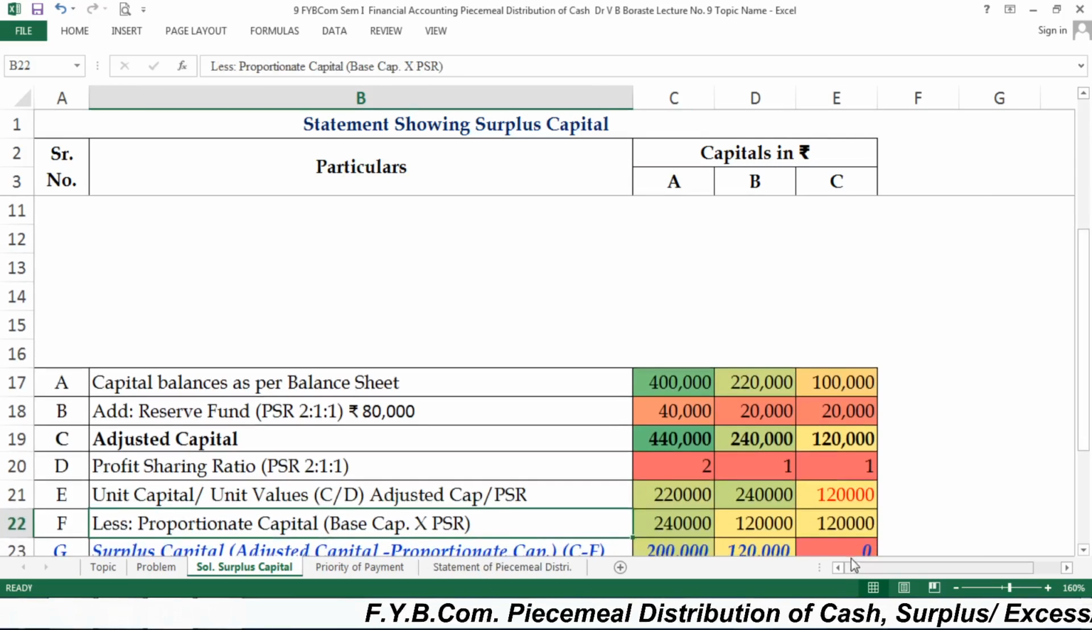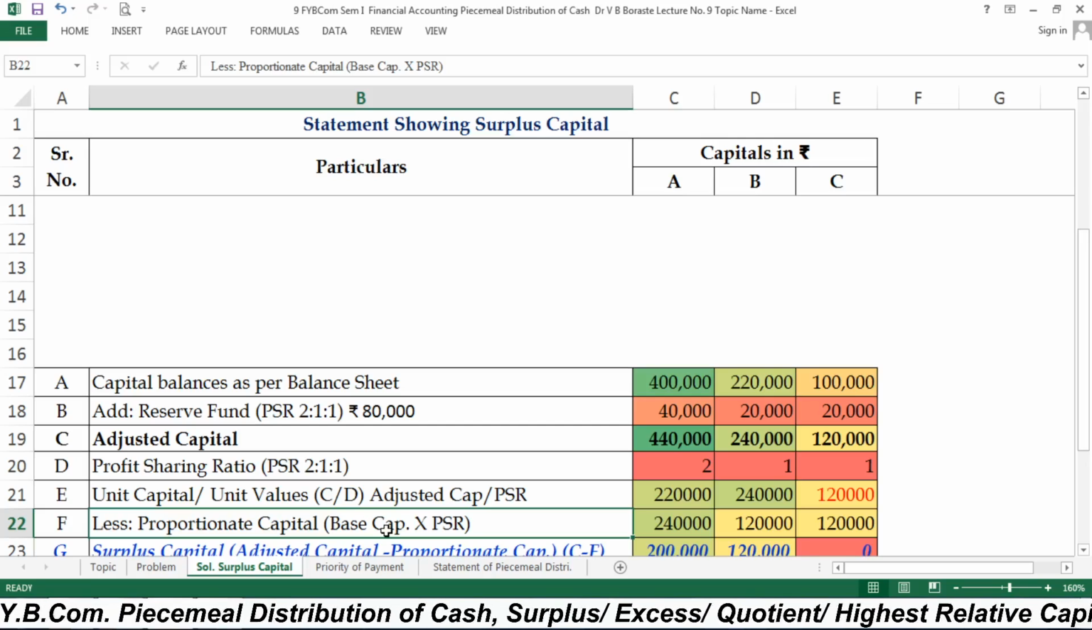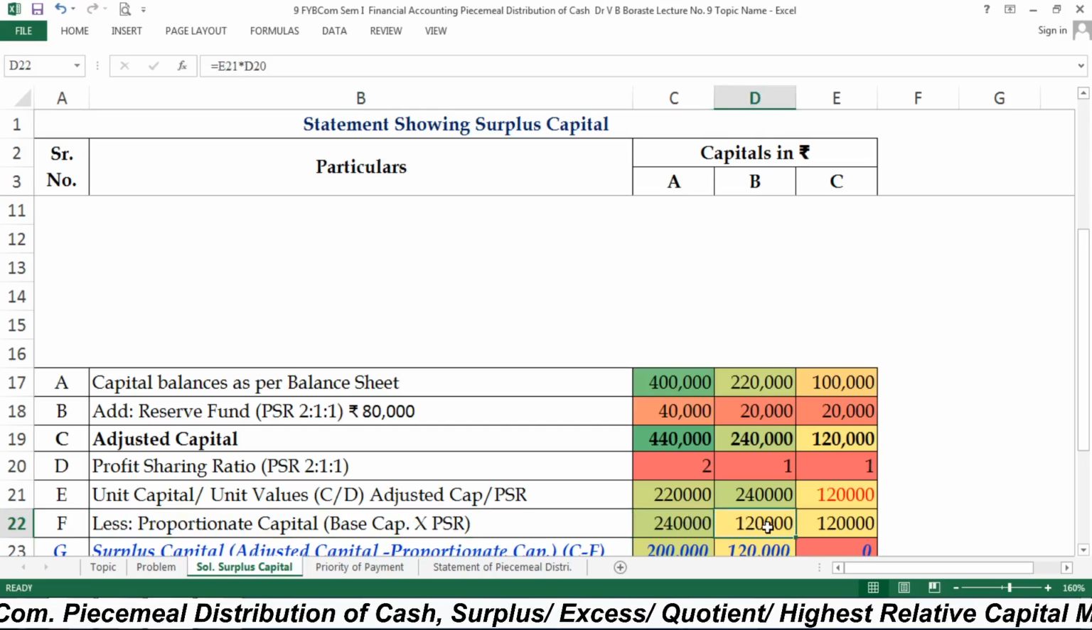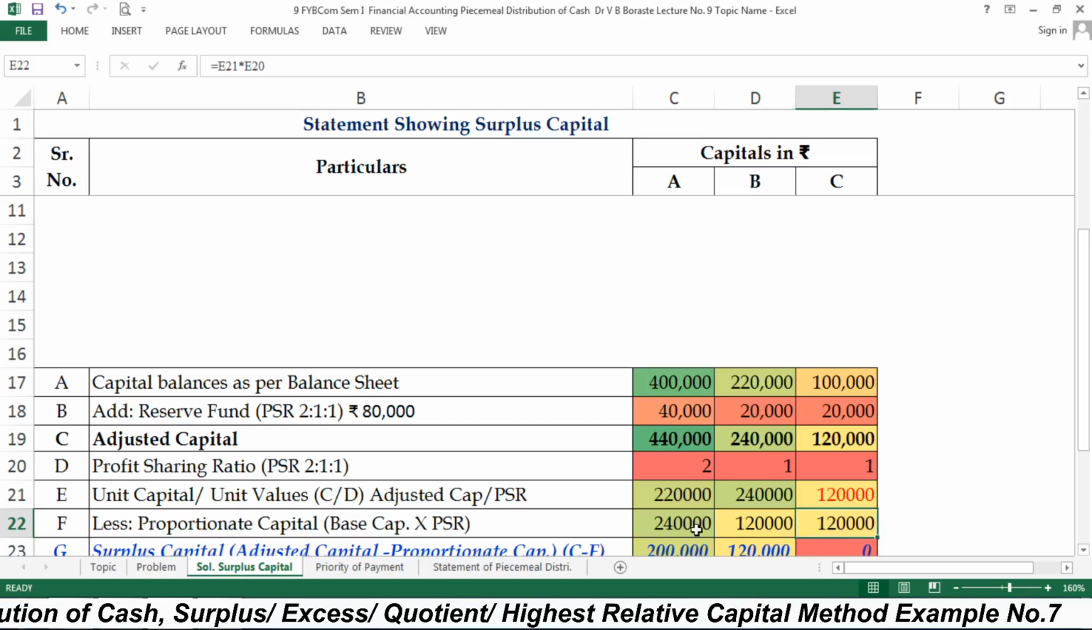So the next step is proportionate capital. The proportionate capital equation is base capital into profit sharing ratio. So base capital is 1,20,000. It will be multiplied by the respective partner's profit sharing ratio. So 1,20,000 into 2 comes to 2,40,000. 1,20,000 into 1 comes to 1,20,000 in case of B, and in case of C, it will remain the same, 120 into 1 equal to 120. So the proportionate capital is 2,40,000, 1,20,000 and 1,20,000.